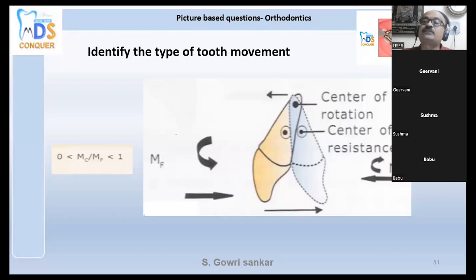That is true for a structure situated inside the alveolar bone, which is influenced by many factors like the presence of alveolar bone and the width of the periodontal ligament. In such cases, always try to see that your MF is counterbalanced by MC. Bring your MC closer to MF so that uncontrolled tipping becomes controlled tipping. Now it is clear from the diagram: what type of tooth movement is it? Yes, it is controlled tipping.